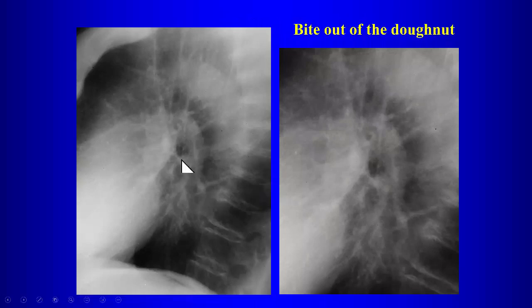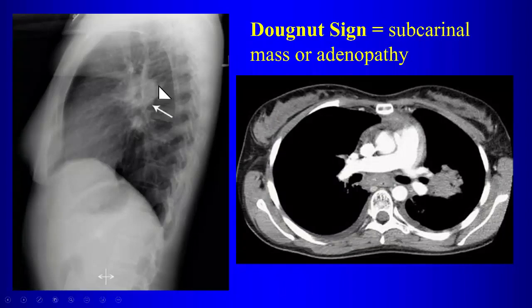Now I talk about the bite out of the donut. So you have left upper lobe bronchus, you have the hilar structures going around it. Normally it looks like there's a bite here, there's a clear area here. That's normal. So you should not see a complete donut. If you see a complete donut, we call it the donut sign, and that usually implies subcarinal mass or subcarinal lymphadenopathy. So subcarinal lymphadenopathy in this patient with some tumor here, so that gives you a complete donut.